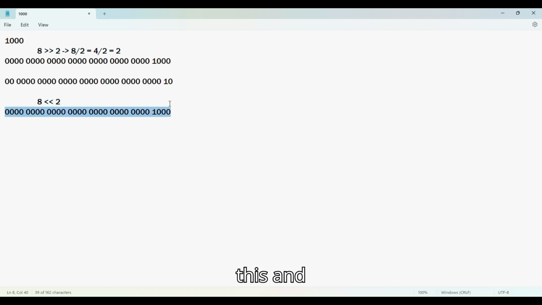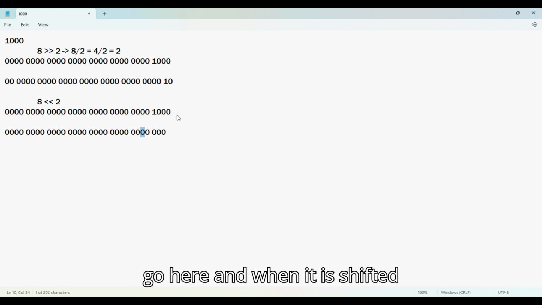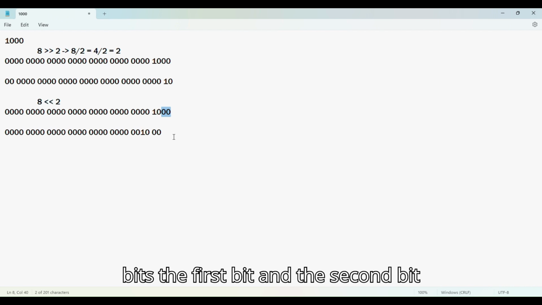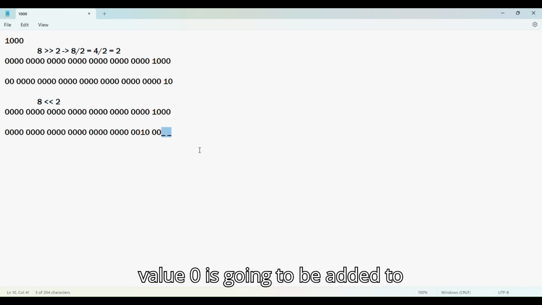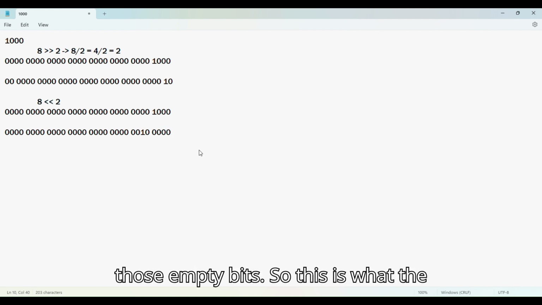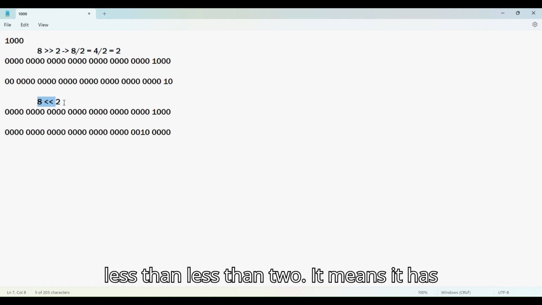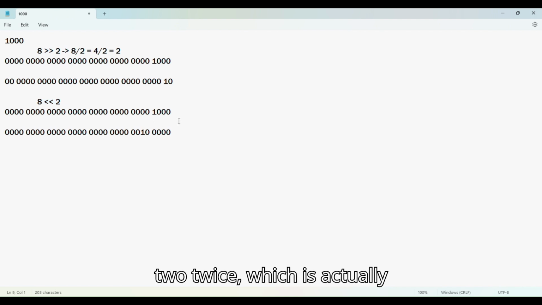In that case, this 1 will be shifted towards left side 2 positions, meaning it should appear somewhere here. Let me copy this, and this 1 will be shifted here, and second time it will go here. And when it is shifted twice, obviously the first bit and the second bit should be empty. And the value 0 is going to be added to those empty bits. So this is the result of 8 less than 2. It means it has to multiply 8 by 2 twice, which is actually like this.